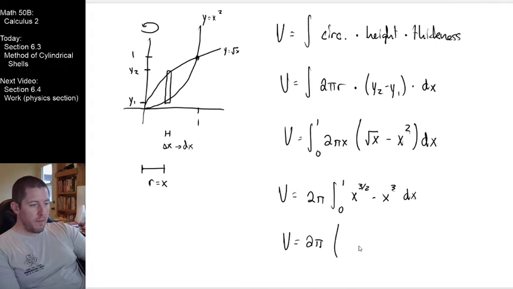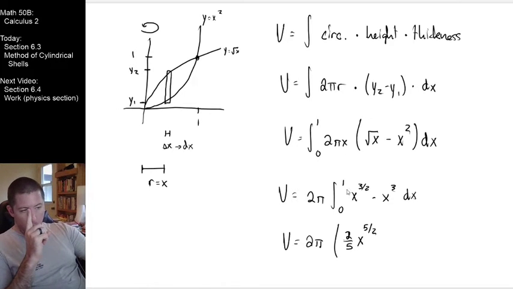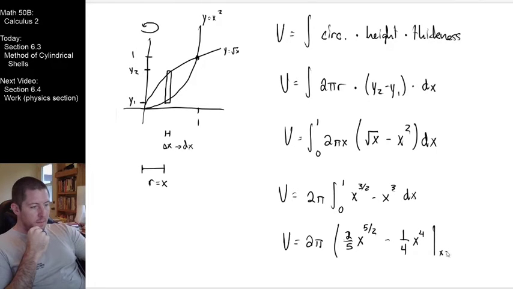Add 1 to the power. That becomes an x to the 5/2. That means I should introduce a 2/5 as my coefficient there, so that when I take the derivative, 2/5 and 5/2 become the coefficient of 1 that we see sitting right there. Minus, this should just be a simple 1/4 x to the 4th. We're evaluating this guy from x equals 0 to x equals 1.